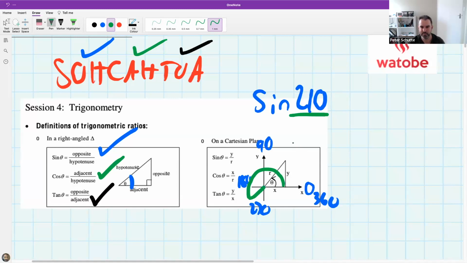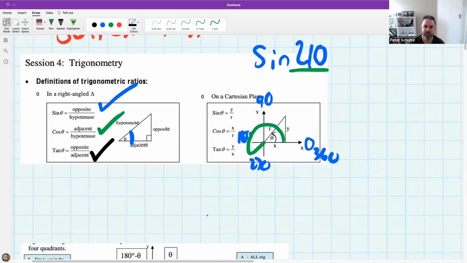Give me a thumbs up if that looks familiar to you, the idea of extending angles past 90 and using what's called the CAST diagram or the Cartesian plane. Because that's just some basic fundamentals for today.